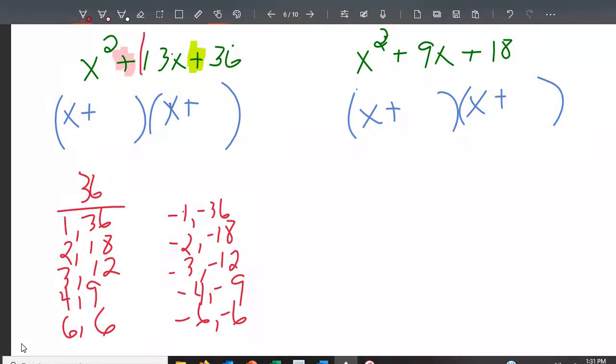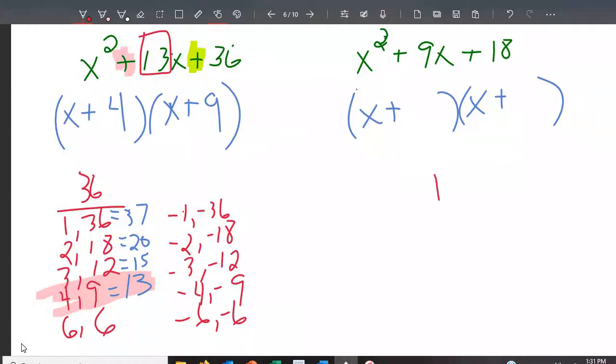I'm looking for 13. I want to go through here and find the pair that adds up to be 13. Well, let's just add them up and see what we get. 37, 20, 15, 13. I just found the pair that gives me 13. So we put a 4 in one and a 9 in the other. And it doesn't matter if the 9 goes first or the 4 goes second. That has nothing to do with anything. Just put those two numbers in the parentheses.